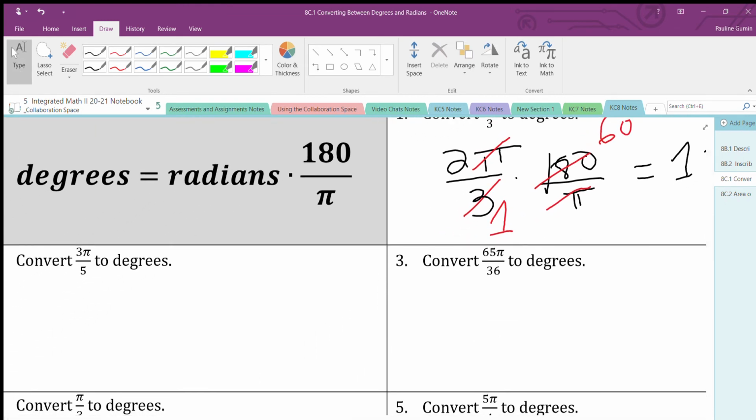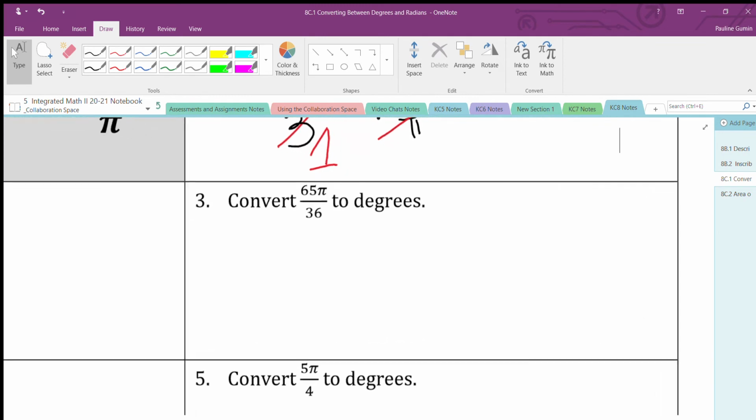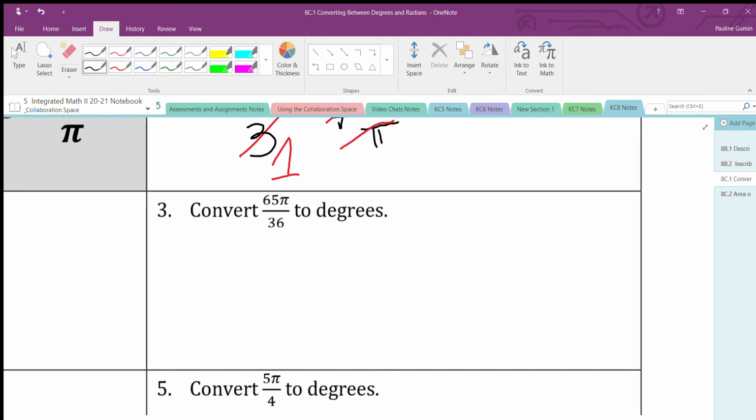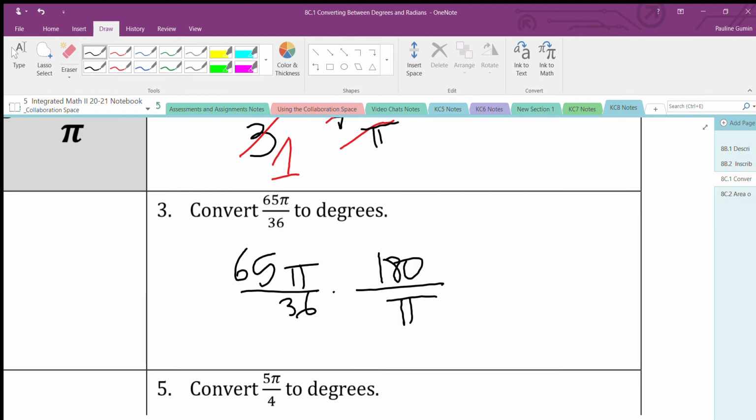Okay, let's try number 3. Why not? Okay, 65 pi over 36. We want it in degrees, so that means I want to get rid of the pi's. Pi on the bottom, 180 on top. All right, pi's canceled. Beautiful. All right, now let's see how we can reduce this. I can reduce 36 and 180 because 36 times 5 is 180. All right, that's pretty much it. There's nothing left on the bottom. 65 times 5 gives me 325 degrees.